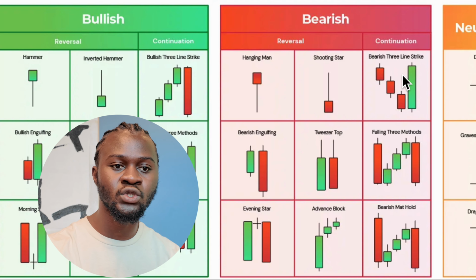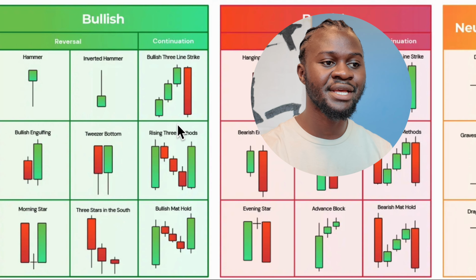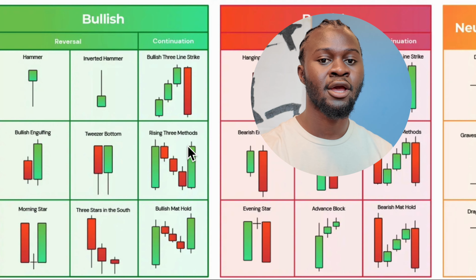And the reverse is true for the bullish continuation candlestick patterns.